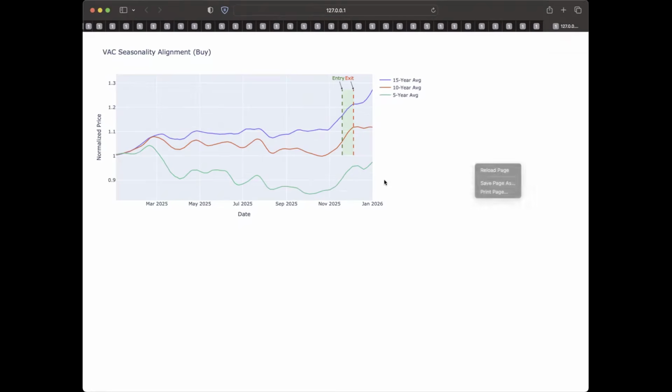Let's look at this one. Are you saying we should buy this one as well? VAC, we should buy that from the 19th, exit on the 5th. I like this because it has all three. So this asset has been there for at least 15 years. Let's see what VAC is saying.